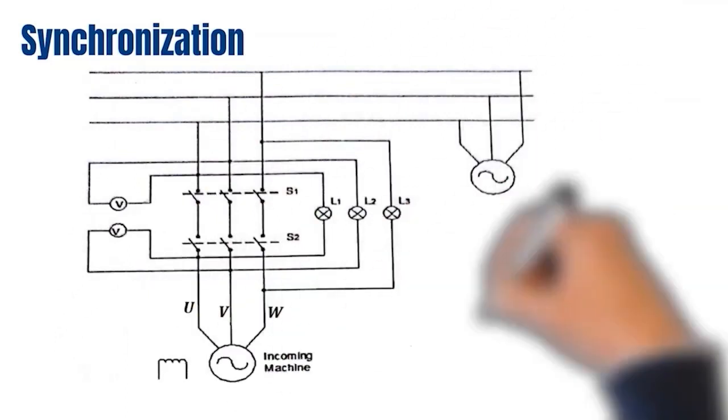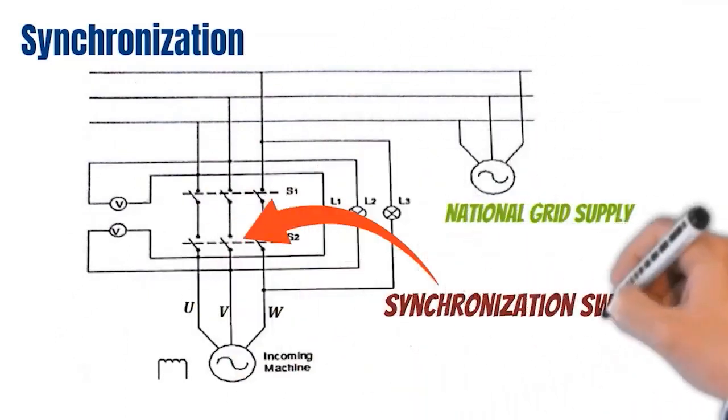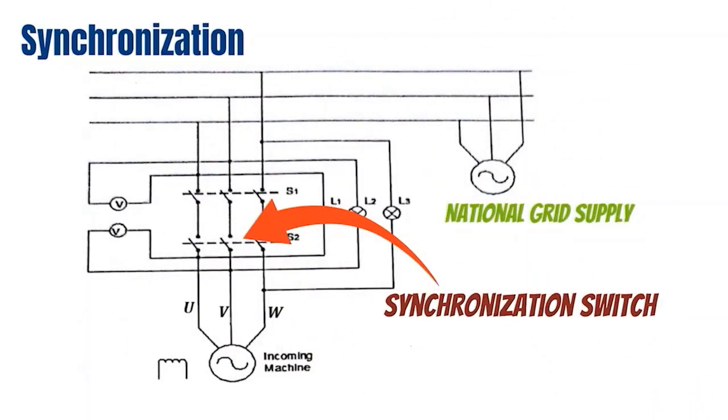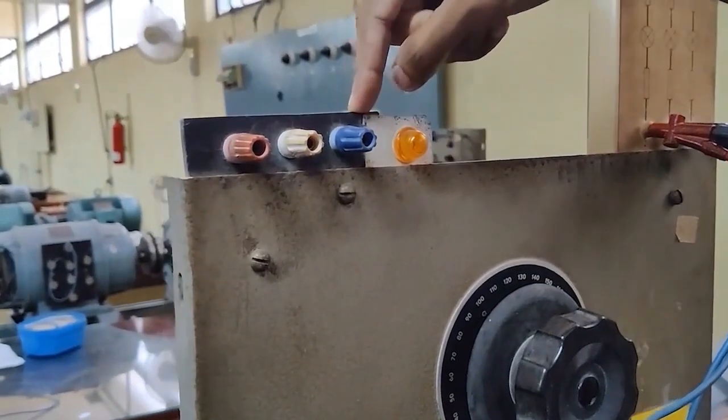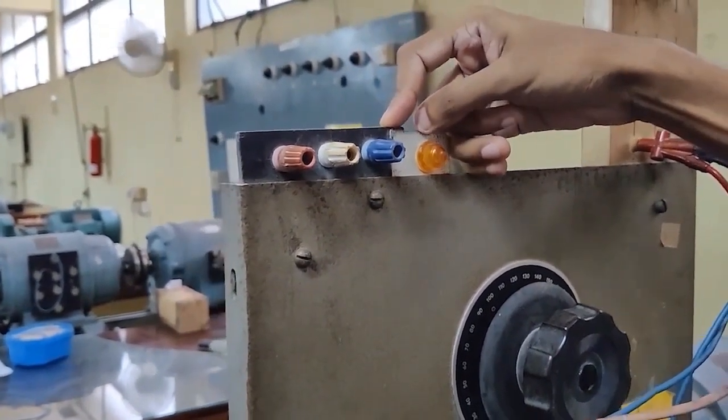Synchronization is the second part of the practical. This is the circuit for the synchronization. Here we are using the dark lamp method. Let's observe this synchronization process practically. But before that, let's connect the circuit. These are the national grid supply terminals.